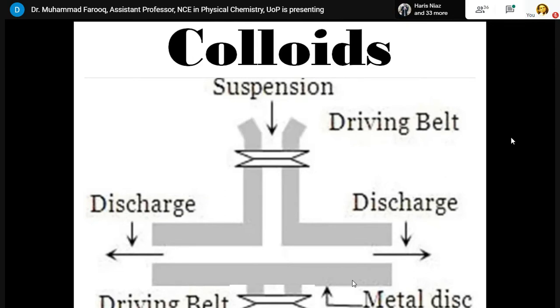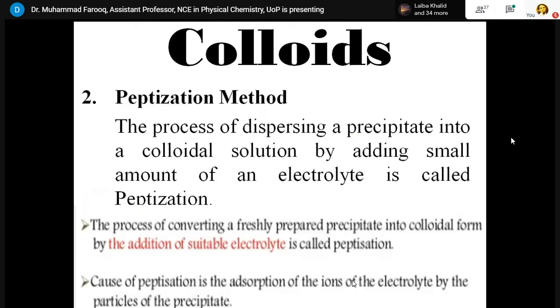So in this mechanical method, two wheels or metal discs are used to convert the suspension, the larger suspended particles, to the colloidal solution, to the colloidal size. So this is a mechanical method. You can see a machine is used to make the particle size small, from suspended particle to colloidal particle size. Is this clear or not?